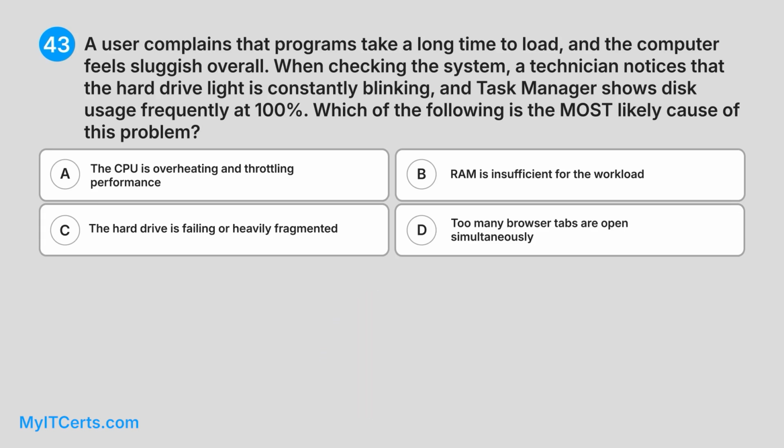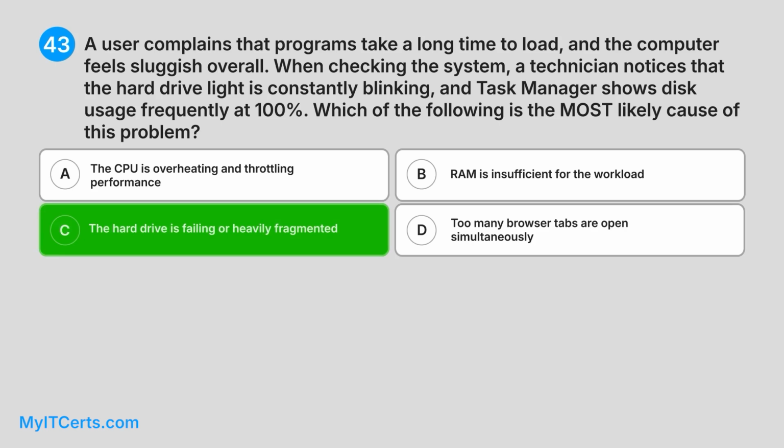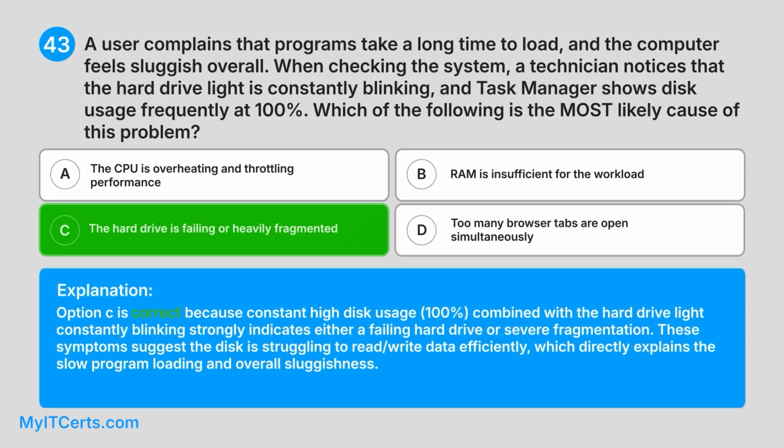Correct answer: C. The hard drive is failing or heavily fragmented. Explanation: Option C is correct because constant high disk usage, 100%, combined with the hard drive light constantly blinking strongly indicates either a failing hard drive or severe fragmentation. These symptoms suggest the disk is struggling to read/write data efficiently, which directly explains the slow program loading and overall sluggishness.